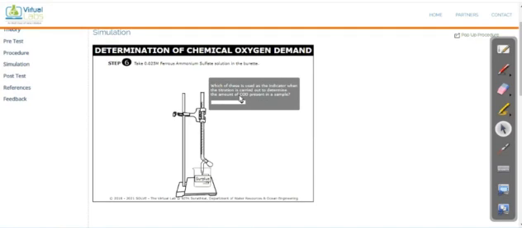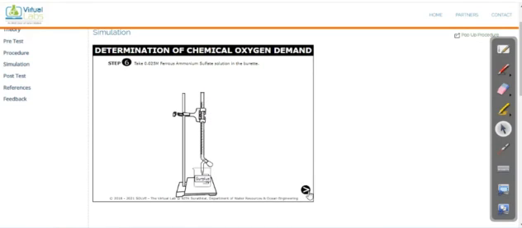The question here is, which of these is used as the indicator when the titration is carried out to determine the amount of COD present in a sample? So which indicator do we use here? Obviously we use the ferroin indicator. So click on ferroin, the answer is correct. Then go next.